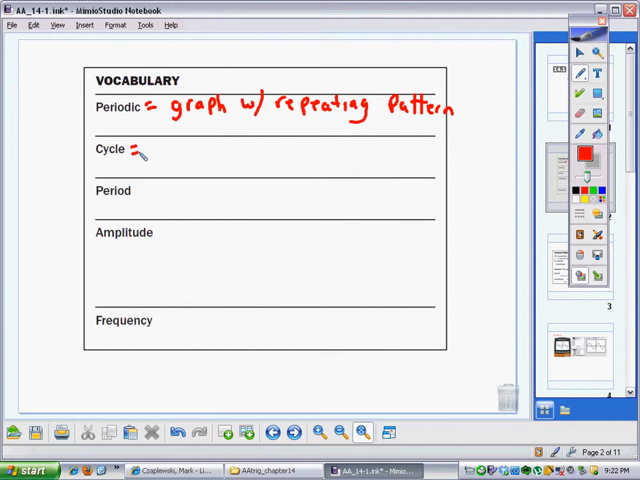The next thing is the cycle. Since all these graphs have a repeating pattern, the shortest repeating portion is called the cycle. So that's kind of like the book definition: shortest repeating portion.